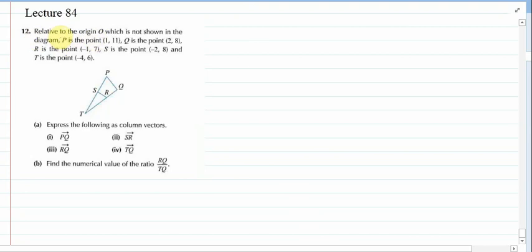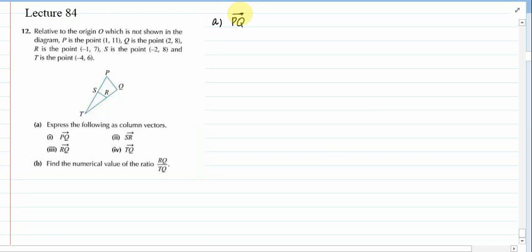The question says, relative to the origin which is not shown in the diagram, P is the point (1, 11), Q is the point (2, 8), R is the point (-1, 7) and S is the point (-2, 8). T is the point (-4, 6). Express the following as column vectors: PQ. You need to find the column vector of PQ.